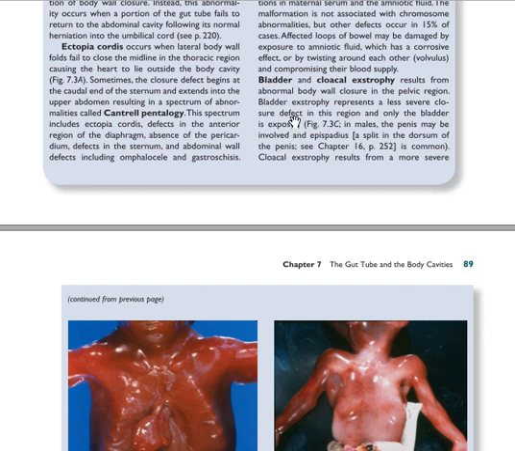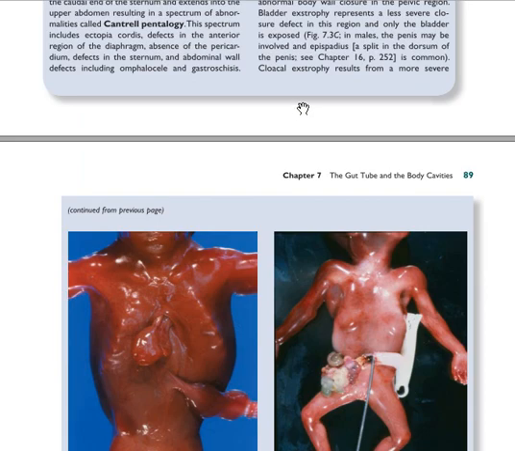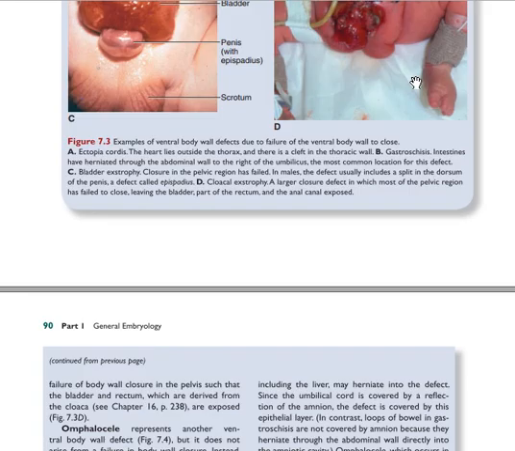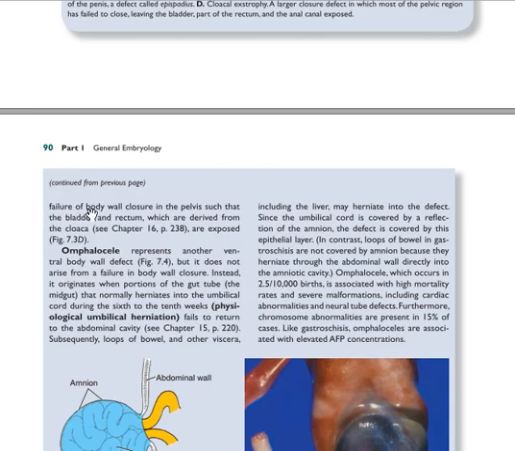Why? Because only the bladder is a defect in pelvic wall closure. So only the bladder is exposed in bladder exstrophy. Is it clear? Now cloacal exstrophy results from a more severe failure of the body wall, such that the bladder, the rectum, and the other pelvic organs, you have the bladder, the rectum, the uterus in females, or the prostate in males, are going to be exposed outside.